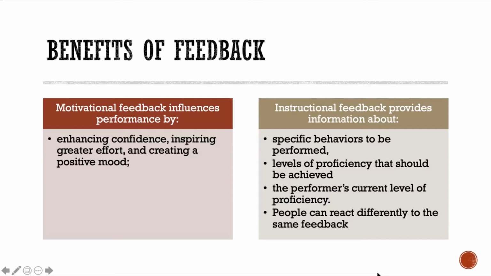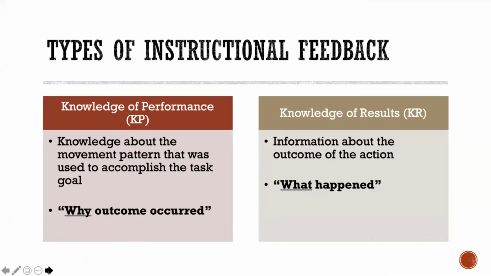So how do you help them in order to fix the type of behaviors that they need to fix? And so to get more specific about the types of instructional feedback you can give to someone, we have these two different types that you can say. So we have knowledge of performance, which is known as KP, and this is knowledge about the movement pattern that was used to accomplish the task. So why an outcome occurred. Why did an outcome occur? It's because you did this with your body.